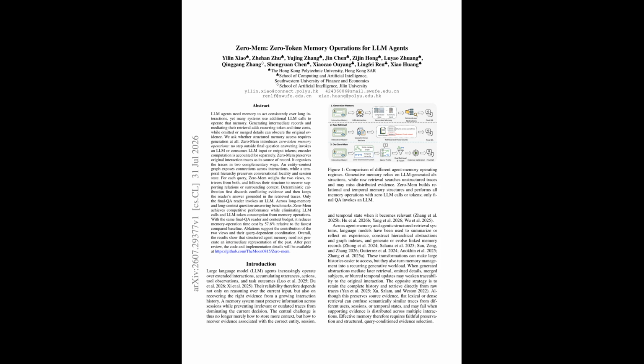Imagine you're building a personal assistant that talks with a user for weeks, maybe months. Every conversation, every tool call, every observation piles up into a growing interaction history. When the user asks something new, the assistant needs to reach back into that history and pull out just the right pieces of evidence. This is the agent memory problem, and it sits at the heart of any long-running large language model system. The dominant approach today is what you might call generative memory.